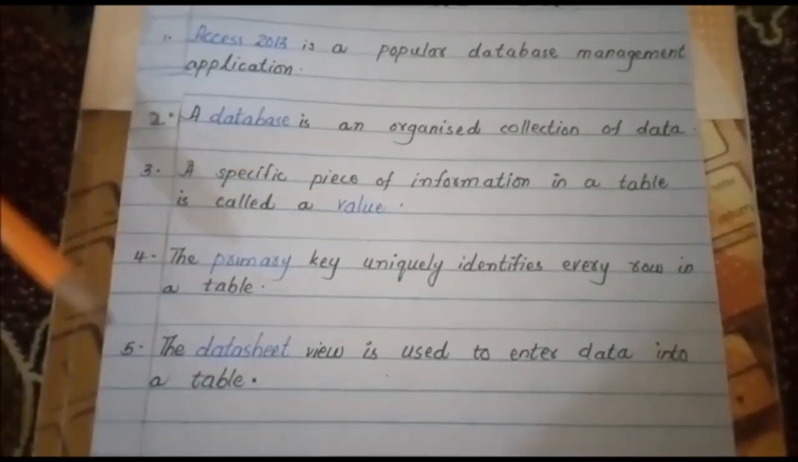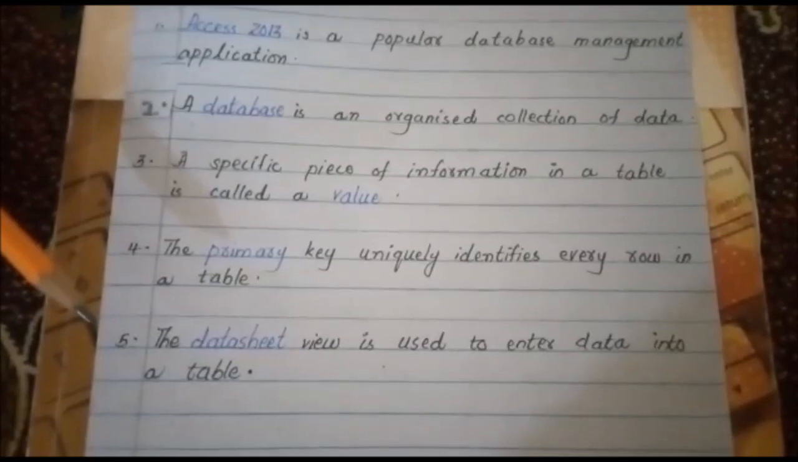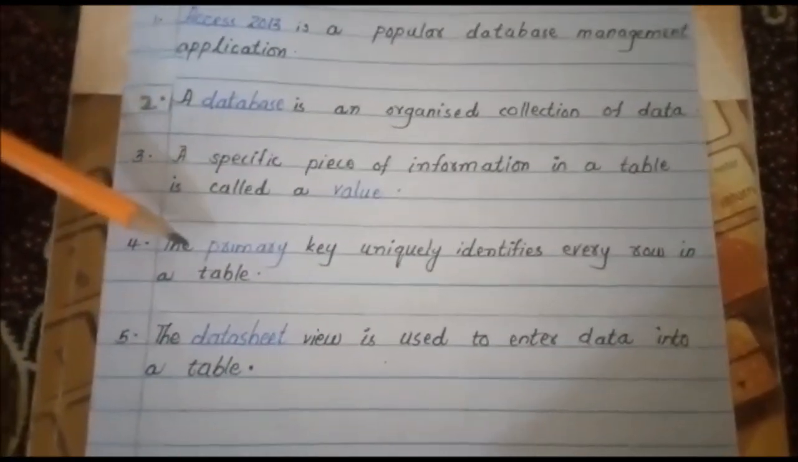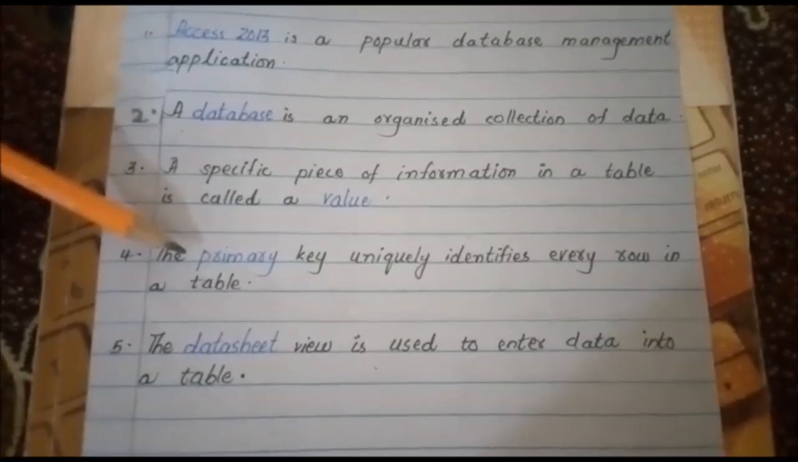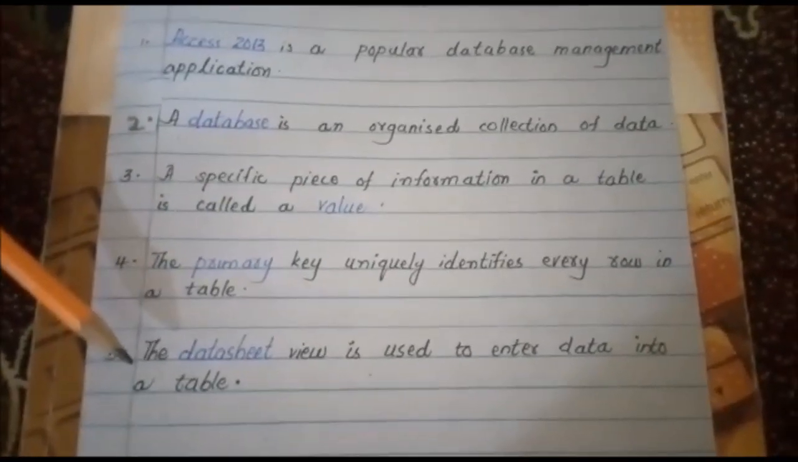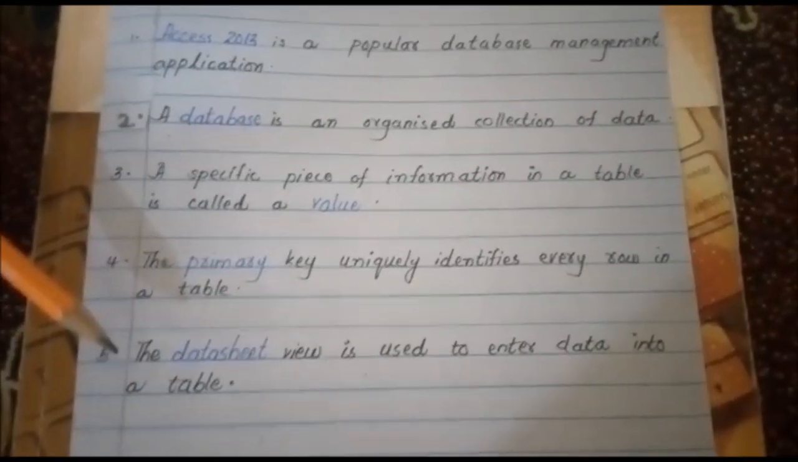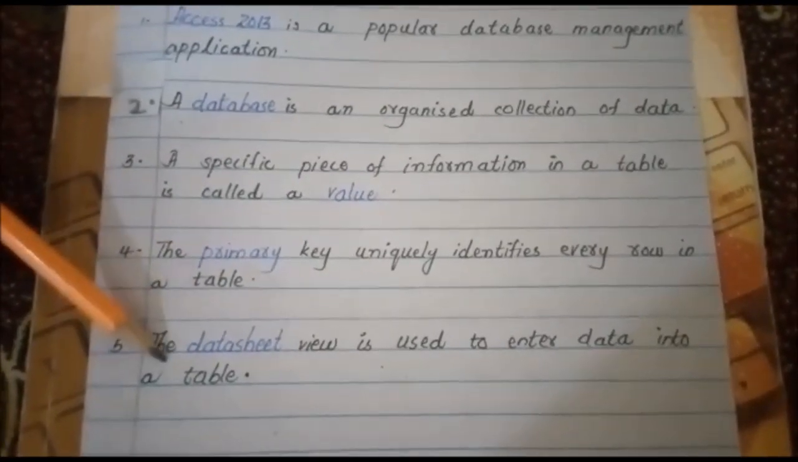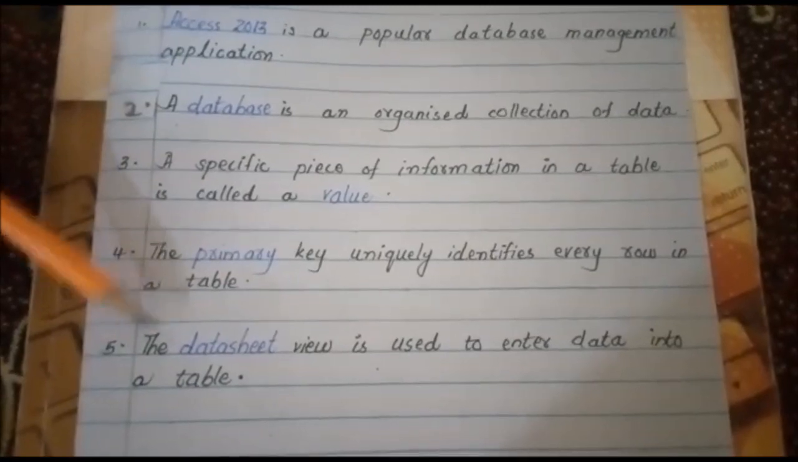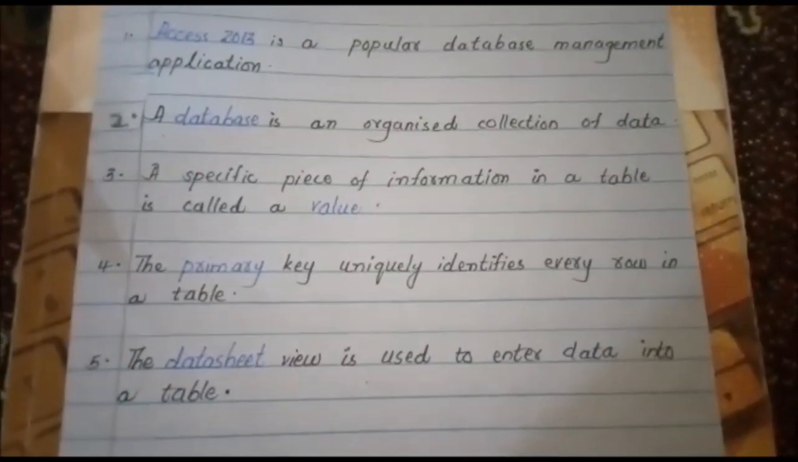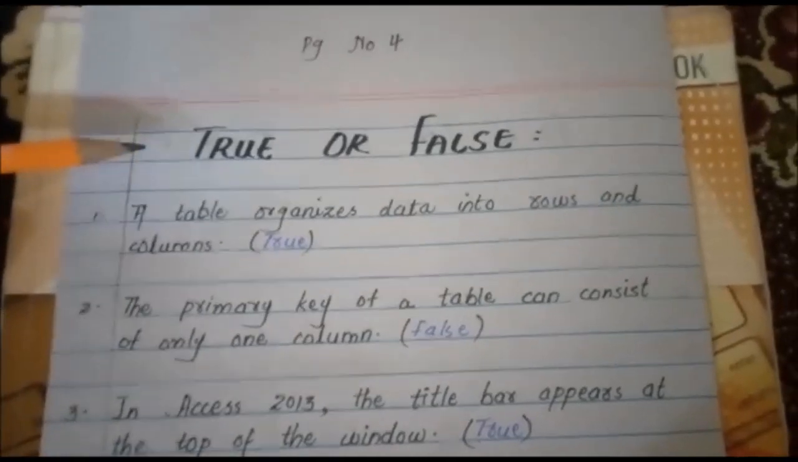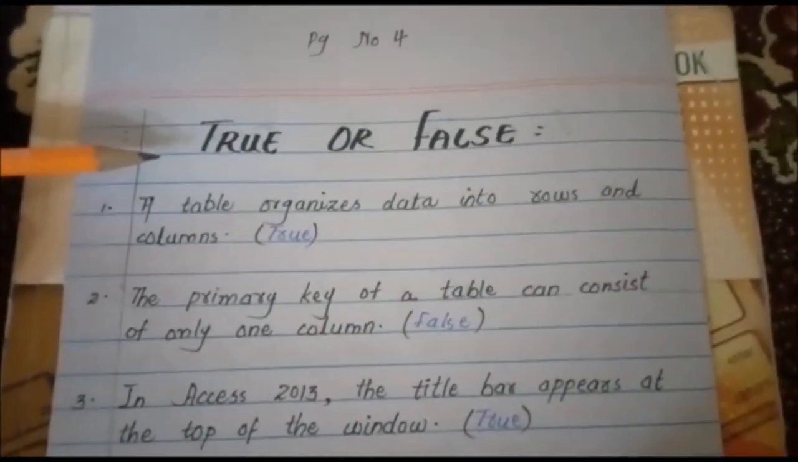Number 4. The dash key uniquely identifies every row in a table, and the answer is primary. Number 5. The dash view is used to enter data into a table, and the answer is datasheet view. After the exercise of fill in the blanks, you will do the true or false.